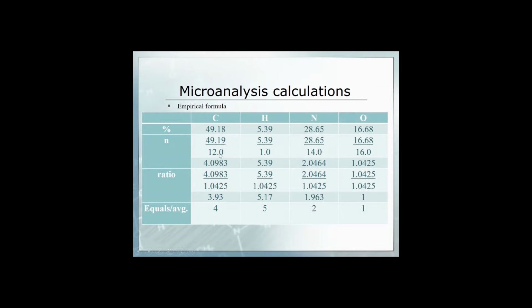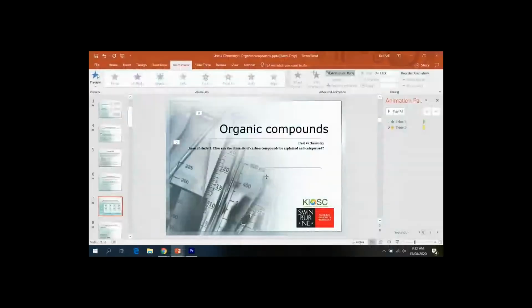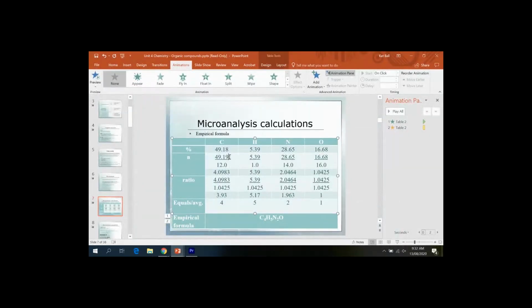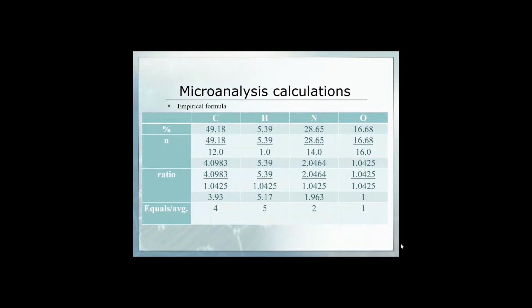49.18, it should be. I haven't fixed that. Whoops. Let me quickly fix that. I was meant to fix that yesterday and I didn't. There we go. And you simply divide it by the molar mass. The molar mass we just get from our periodic table, so that's 12. And that gives us our moles of 4.0983.